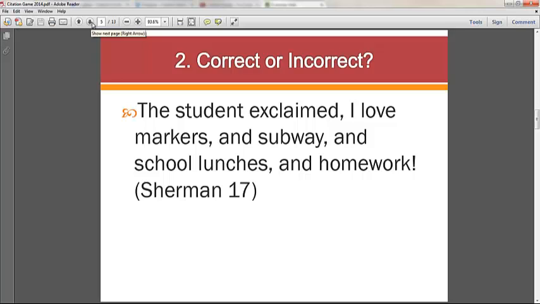Number 2, correct or incorrect. The student exclaimed, I love markers and Subway and school lunches and homework. Sherman 17. Incorrect. Dun dun dun. There are no quotation marks, and there should be a period at the end of the parentheses.